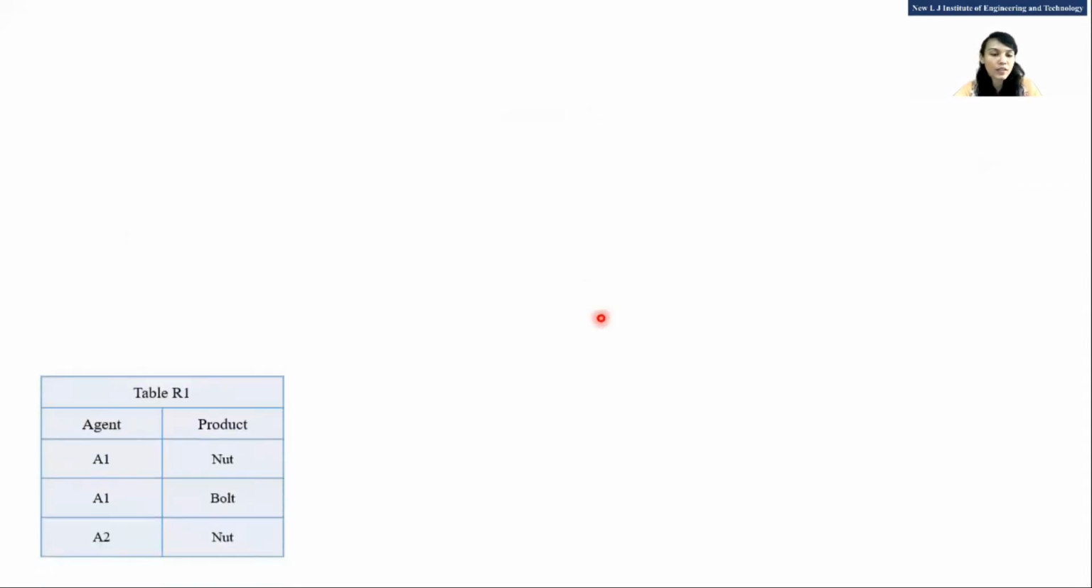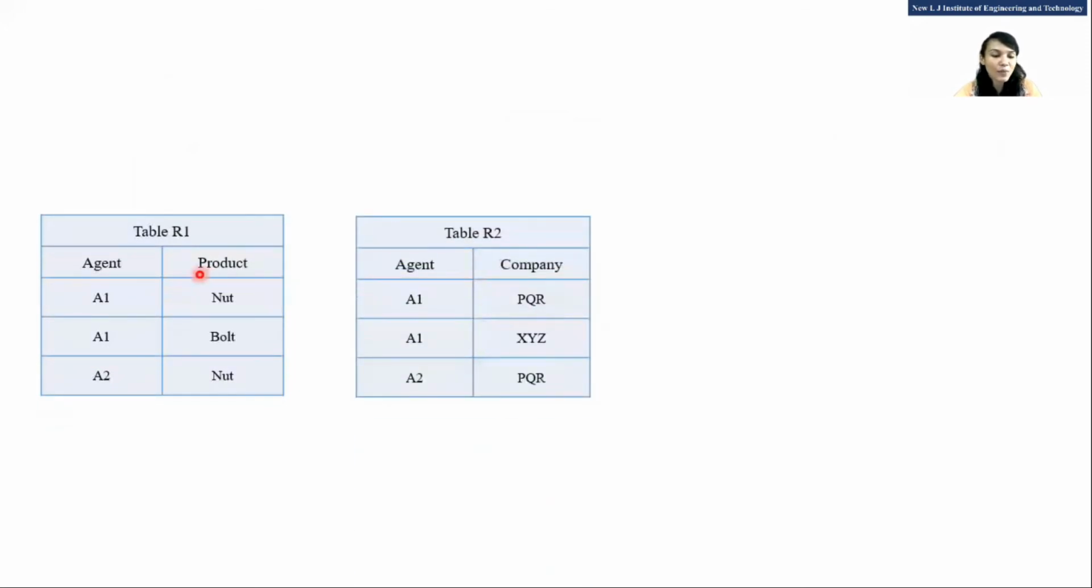To remove the multi-valued dependency, I'm getting three tables. In the first table, I'm getting agent and product, where a particular agent has a particular product. Here agent 1 has two products, and A2 has one product. Then in table R2, I'm giving agent and company. So agent 1's company is PQR. Again, agent 1 has another company XYZ, and agent 2 has PQR.